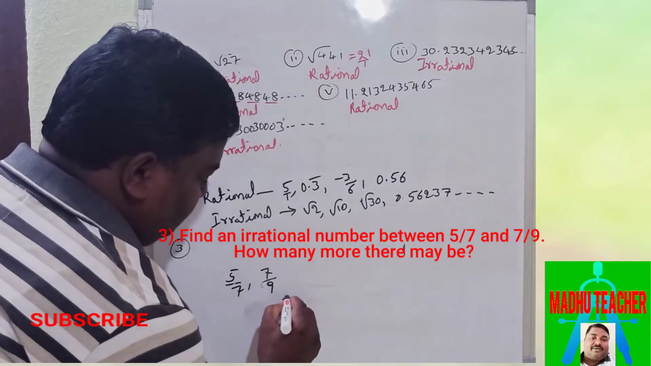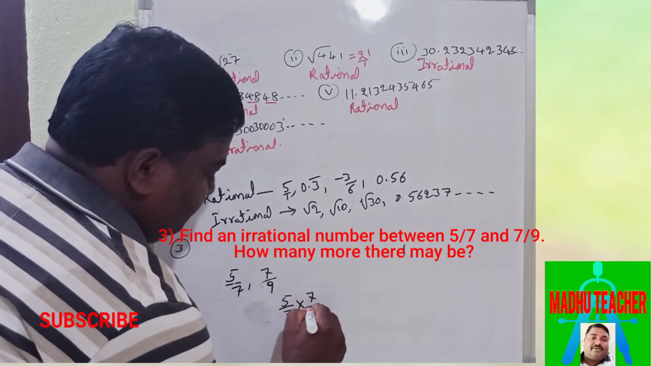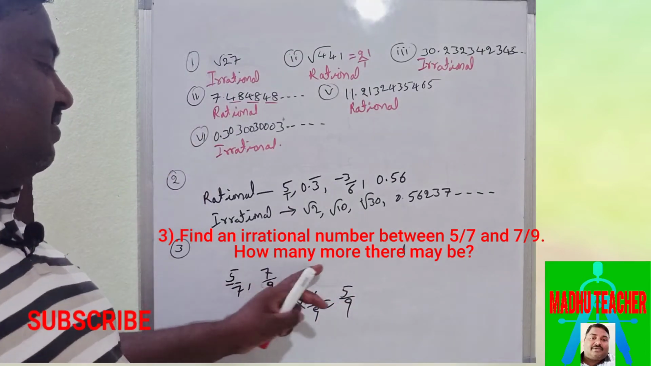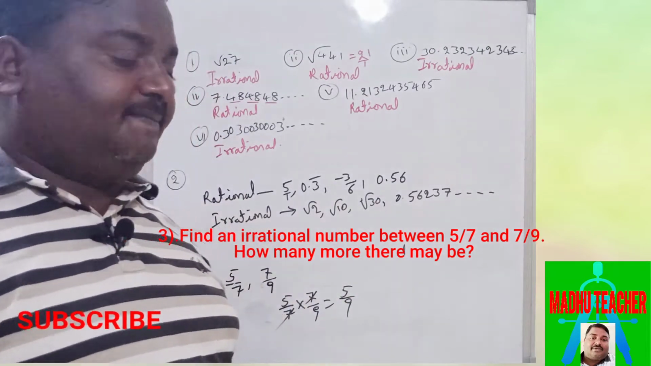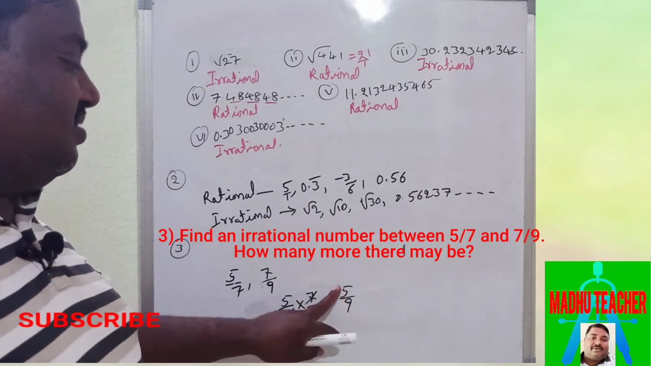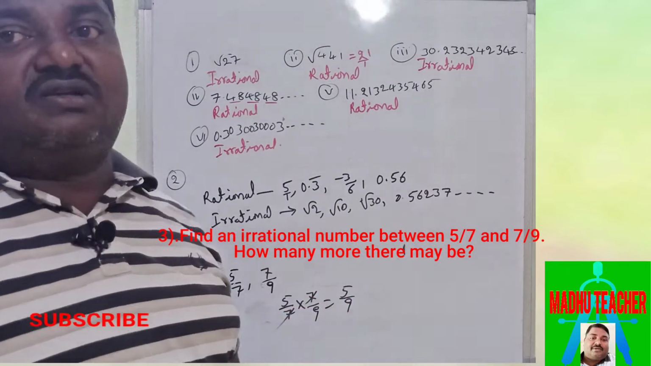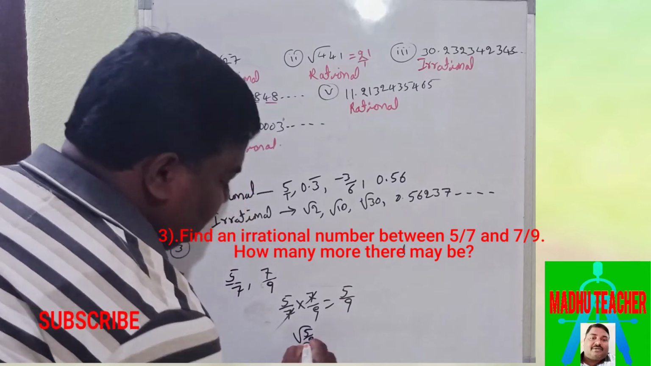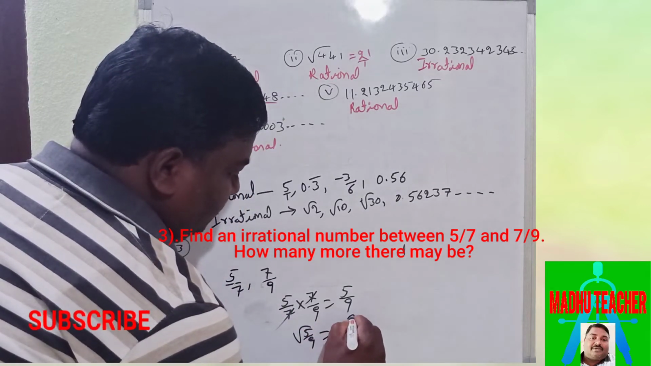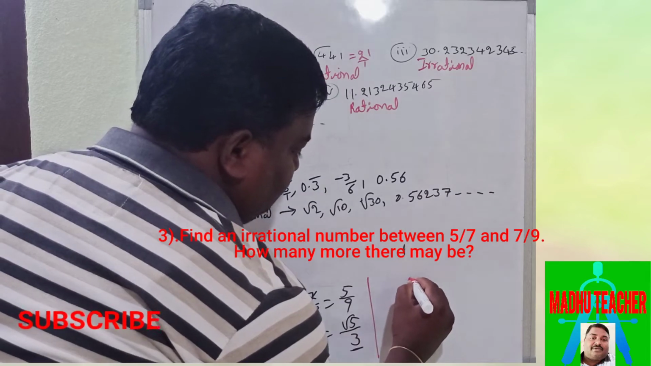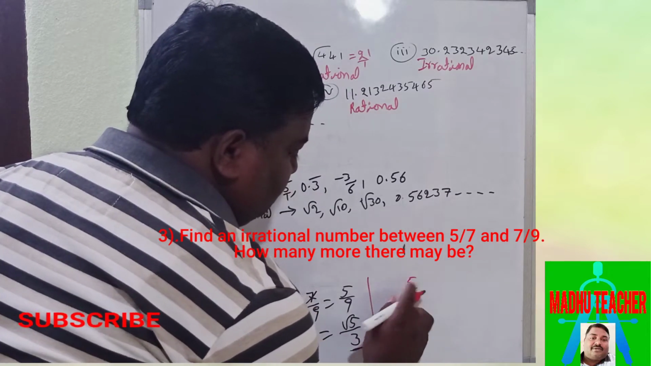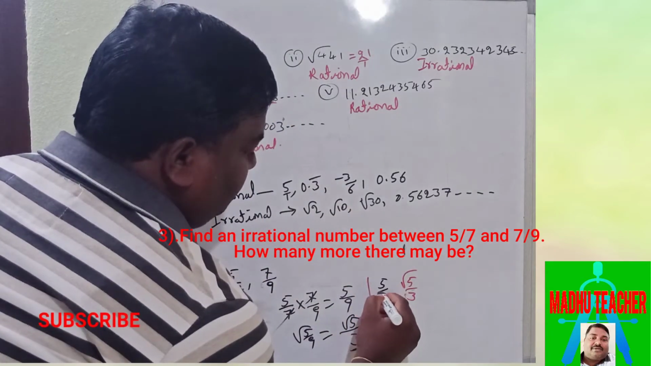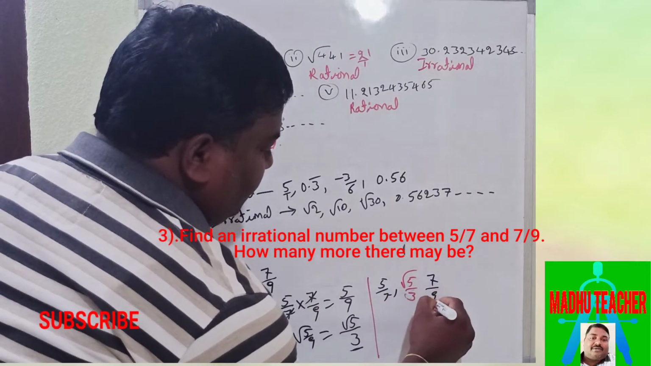Let us see. Find the product of these two. 5 by 7 into 7 by 9. 7 ones are 7, 7 ones are 7. That is 5 by 9. 5 by 9 is a non-perfect square number because 9 is a perfect square number but 5 is not. So 5 by 9 is a non-perfect square number. Therefore, root 5 by 9 lies between these two. That equals root 5 by root 9, which is 3. So root 5 by 3 lies between 5 by 7 and 7 by 9.